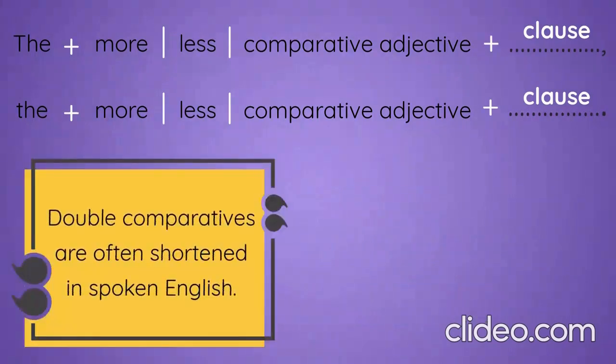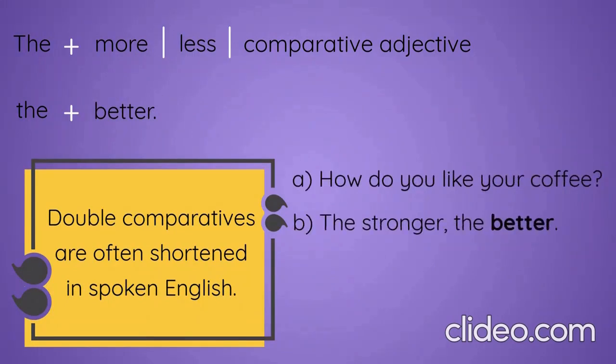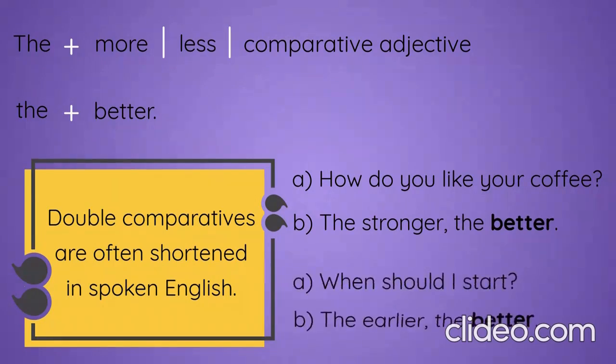Double comparatives are often shortened in spoken English. The short form of this structure is used in a sentence ending in better. How do you like your coffee? The stronger, the better. When should I start? The earlier, the better. We use the short form especially when used as a cliche.